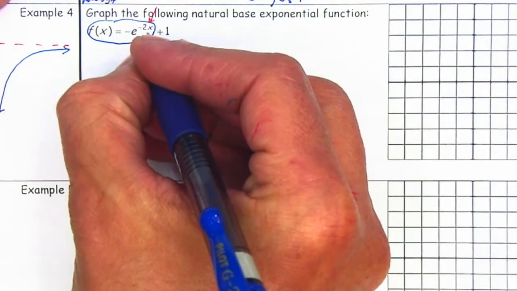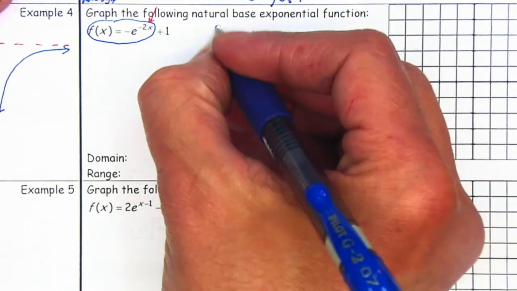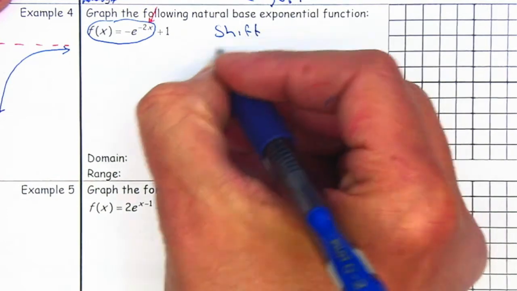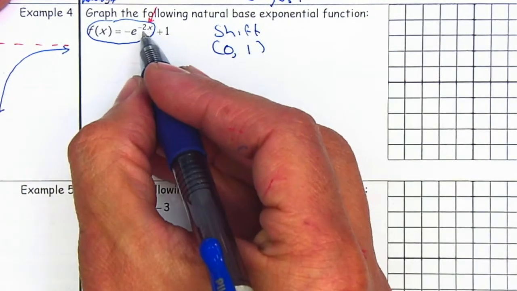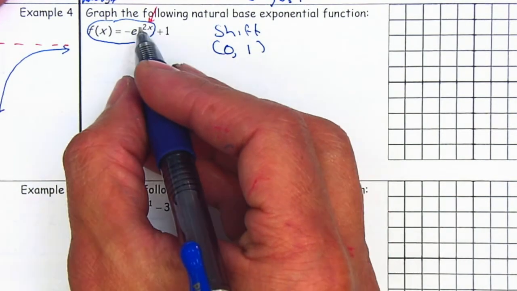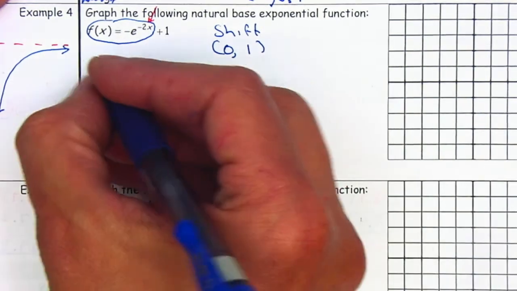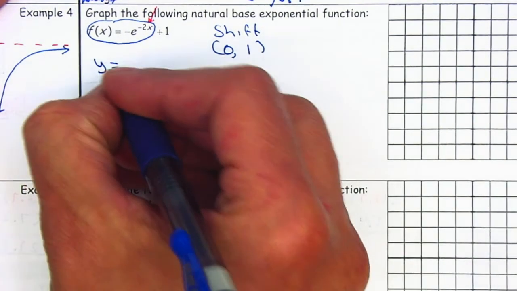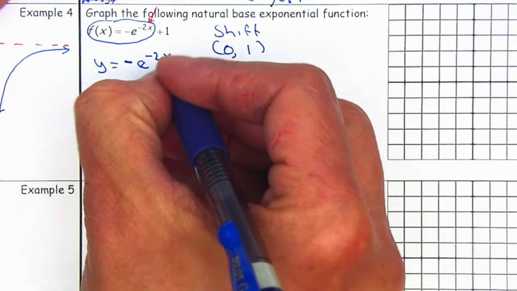Now, be careful, that negative 2 is not your h. There's no h. So whenever you shift it, that will be 0, comma, and positive 1. The negative 2 is not h. You'll have to say negative 2x plus 4 or negative 2x plus or minus a number. We are going to graph just the basic part, negative e to the negative 2x.